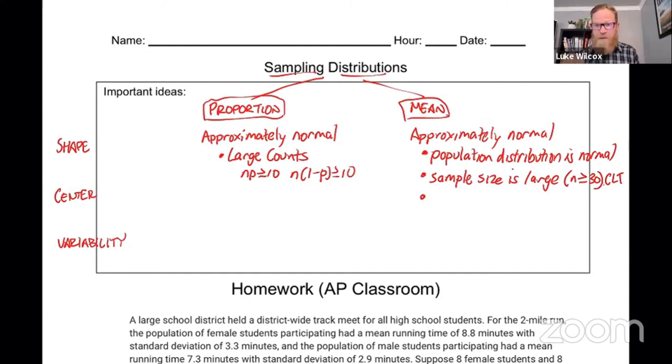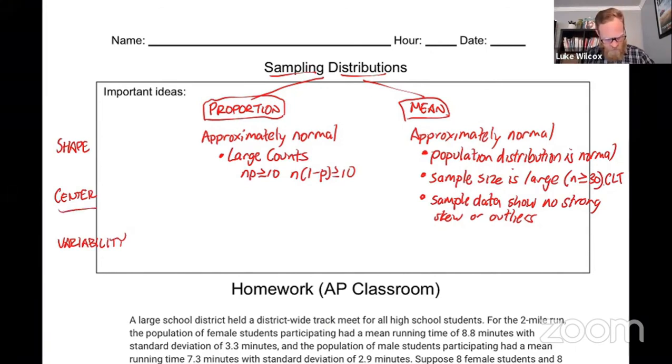Now there is a third special case where you don't know anything about the population distribution and your sample size isn't big enough. We're less than 30. In that case, you need to make a graph of your sample data, a dot plot, a histogram, a box plot. And what you'd like to see is that the sample data show no strong skew or outliers, which would mean that it's reasonable to assume that that sample came from a population distribution, which is approximately normal, which then allows us to say the sampling distribution of x bar is approximately normal.